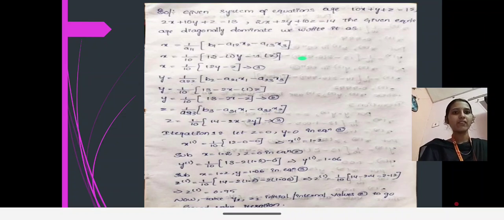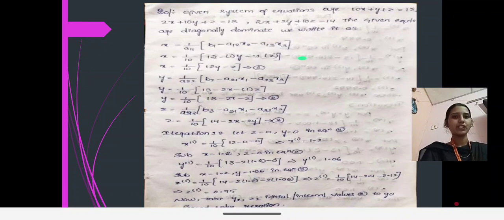Then next find the y value. y equals 1 divided by a22 into b2 minus a21 x1 minus a23 x3. y equals 1 divided by 10 into 13 minus 2x minus z. This is equation 2. z equals 1 divided by a33 into b3 minus a31 x1 minus a32 x2. z equals 1 divided by 10 into 14 minus 2x minus 2y. This is equation 3. Let us start the iteration 1.